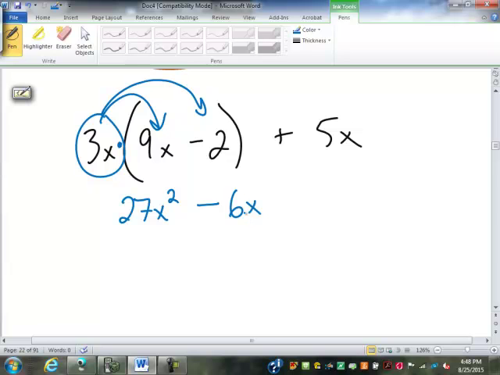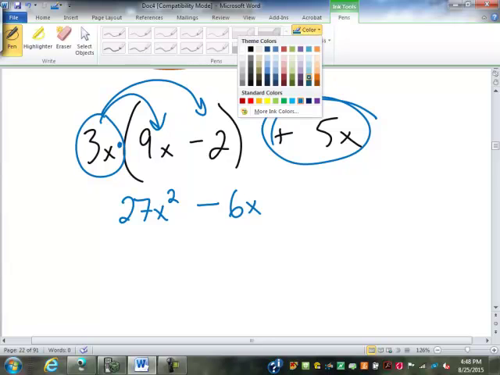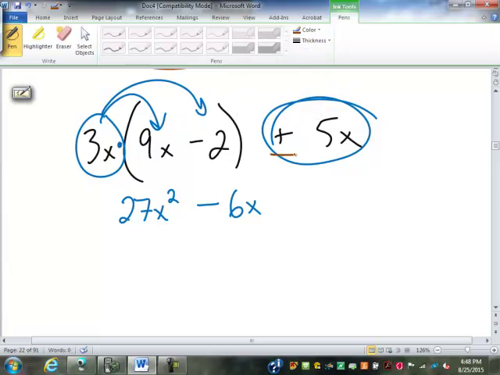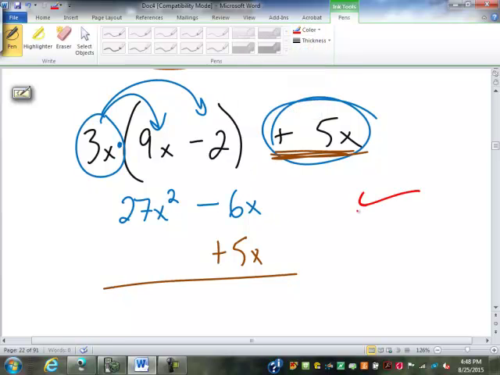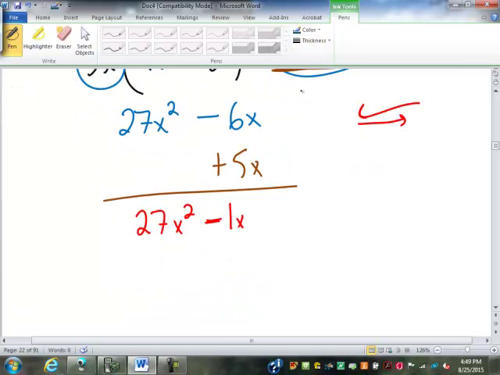And then, not divide, but we're going to add the 5x. But now we have a negative 6 plus 5. It gives us negative 1x. So 27x squared minus 1x. Or we don't have to have that 1 in front of it. We could just write it as 27x squared minus x.